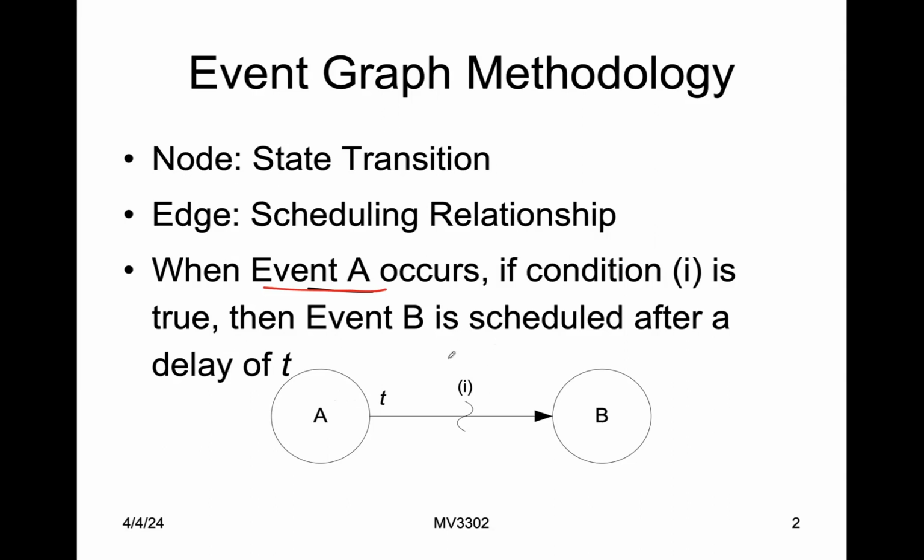And then this is a Boolean condition. This is either true or false. This is typically some function of the state variables. So as we'll see in examples, it will either be true or false depending on what the state of the simulation is.